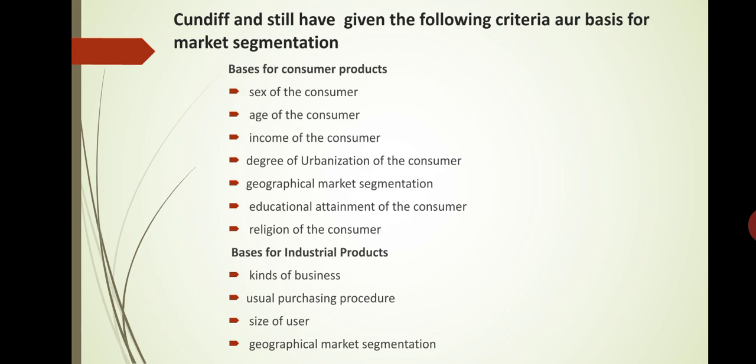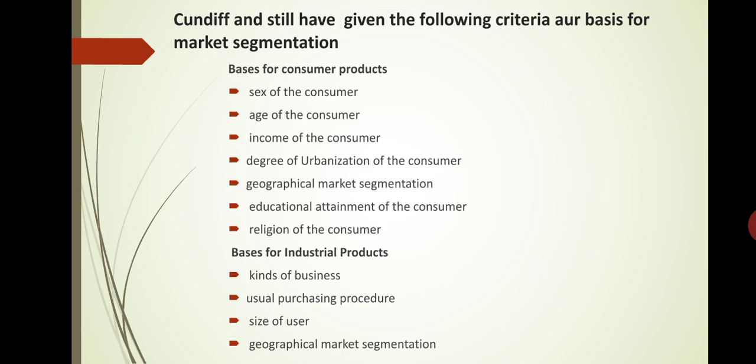And next, the basis for industrial products. Industrial products refers to products which are used in industry for producing other products. So they are not meant for direct consumption, right? We cannot use them for consumption. The market for industrial products is very large, and customers of industrial products may be segmented on different bases. Some of the important bases for segmenting the market for industrial products are given.